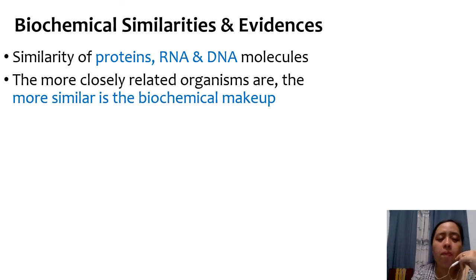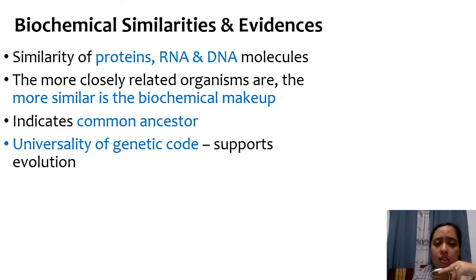Dyan pumapasok siya. The more closely related organisms are, the more similar is the biochemical makeup. That is why, if you can still remember in systematics, mas fini-favor ang three domains of life. Yung archaea, yung ating eukarya, and yung isa pang domain ng life natin rather than the kingdom classification. Kasi sa domains of life, it is based on the similarities on biochemical characteristics of organisms. Now, it indicates common ancestor and there is universality of genetic code.